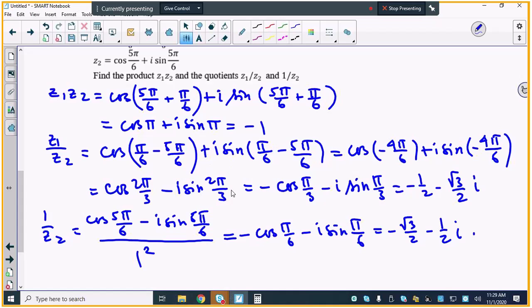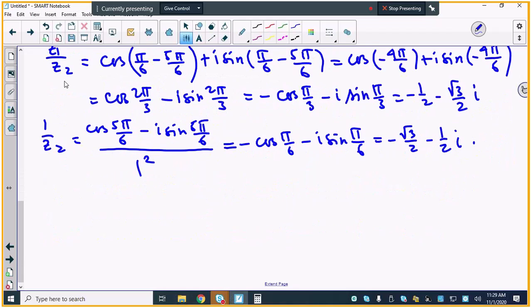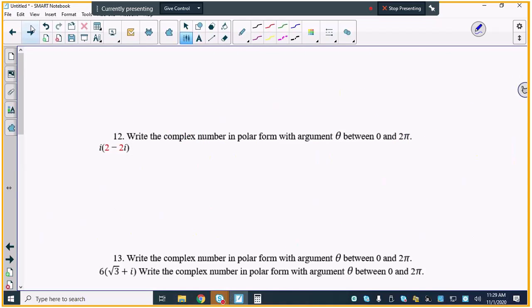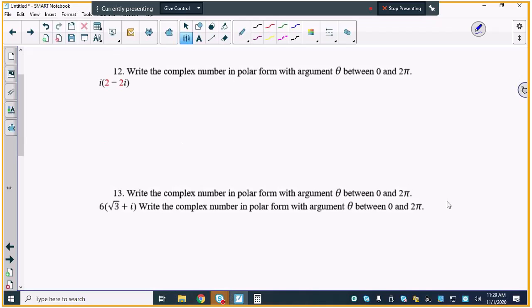Okay, so we will carry on to our next problem. This one is saying, write the complex number in polar form with argument theta between 0 and 2 pi. So it's pretty similar to the work that we have been doing. First and foremost, I would like you to distribute this i and write it as 2i minus 2i squared. Now remember, i squared is negative 1, so I get 2i plus 2. Write it as 2 plus 2i. So x and y are both positive.